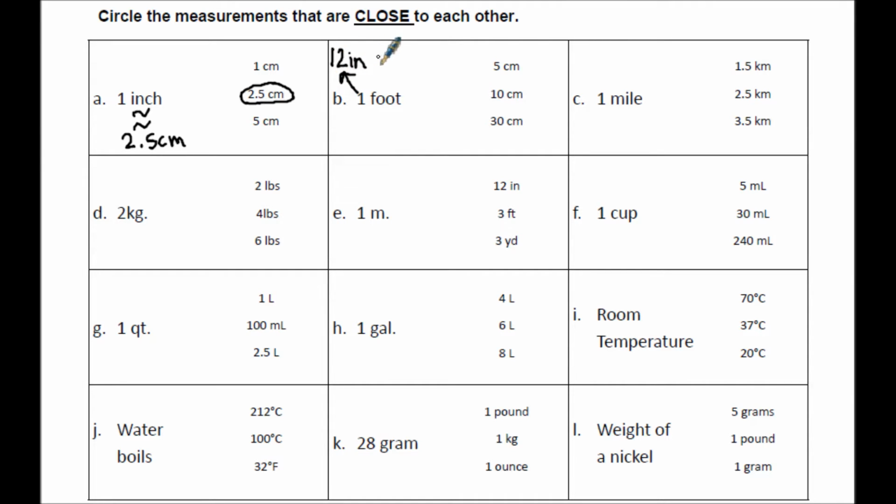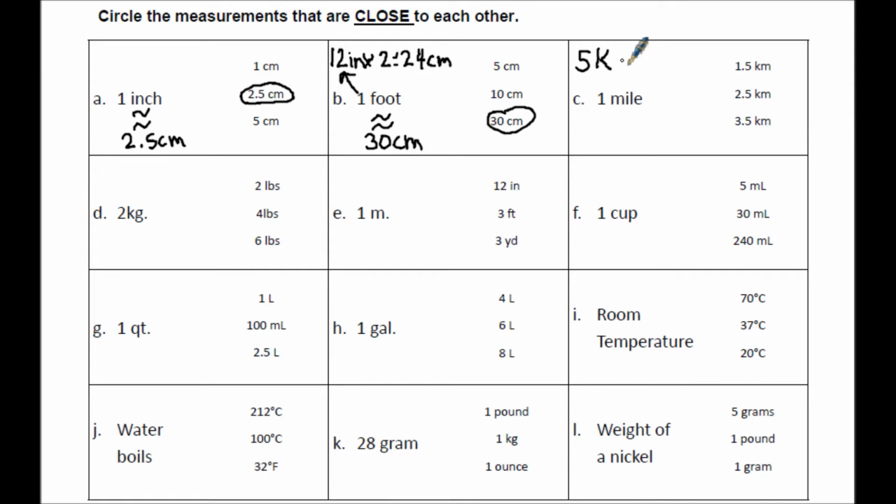For problem B, we're looking at 1 foot. And I know that 1 foot is 12 inches. So I know that 1 inch is about 2.5 centimeters. So if I just double that, then that would mean that we would have about 24 centimeters, but a little bit more. So the best answer choice here is 30 centimeters. And we should know that 30 centimeters is about equal to 1 foot.